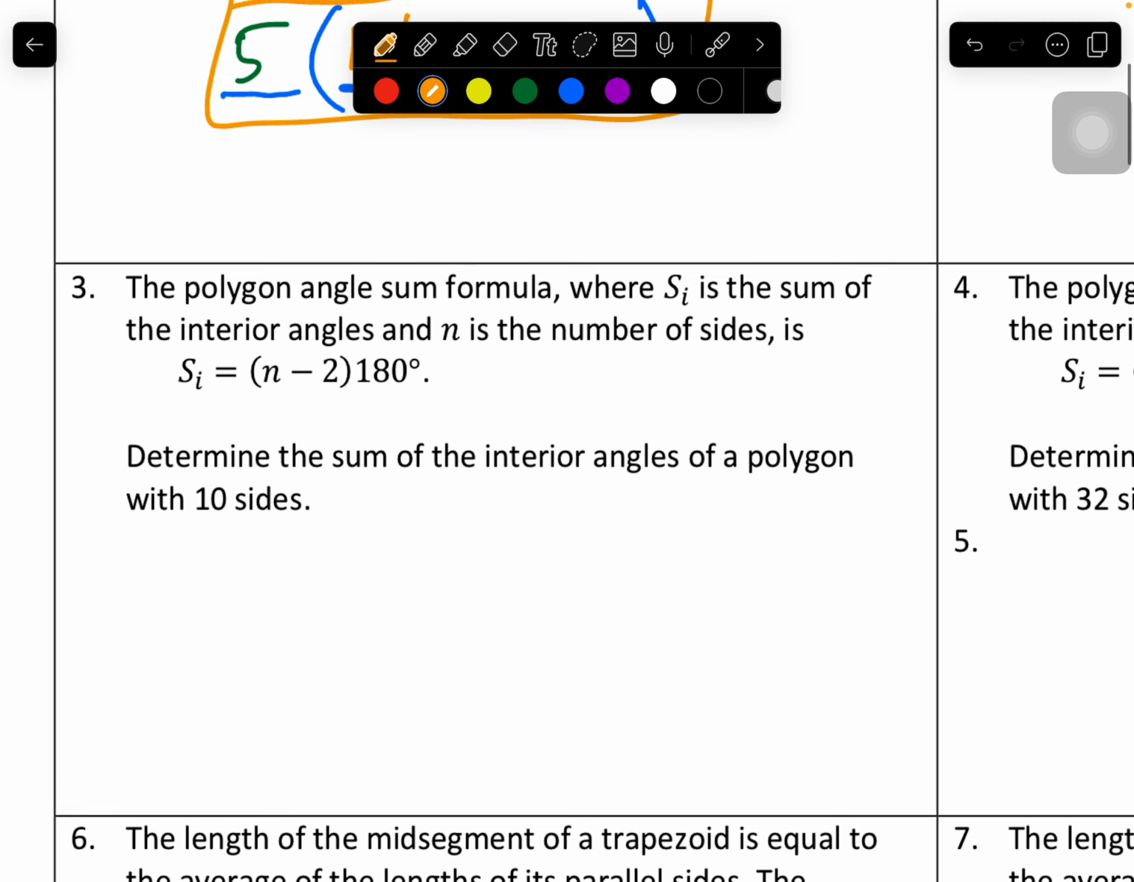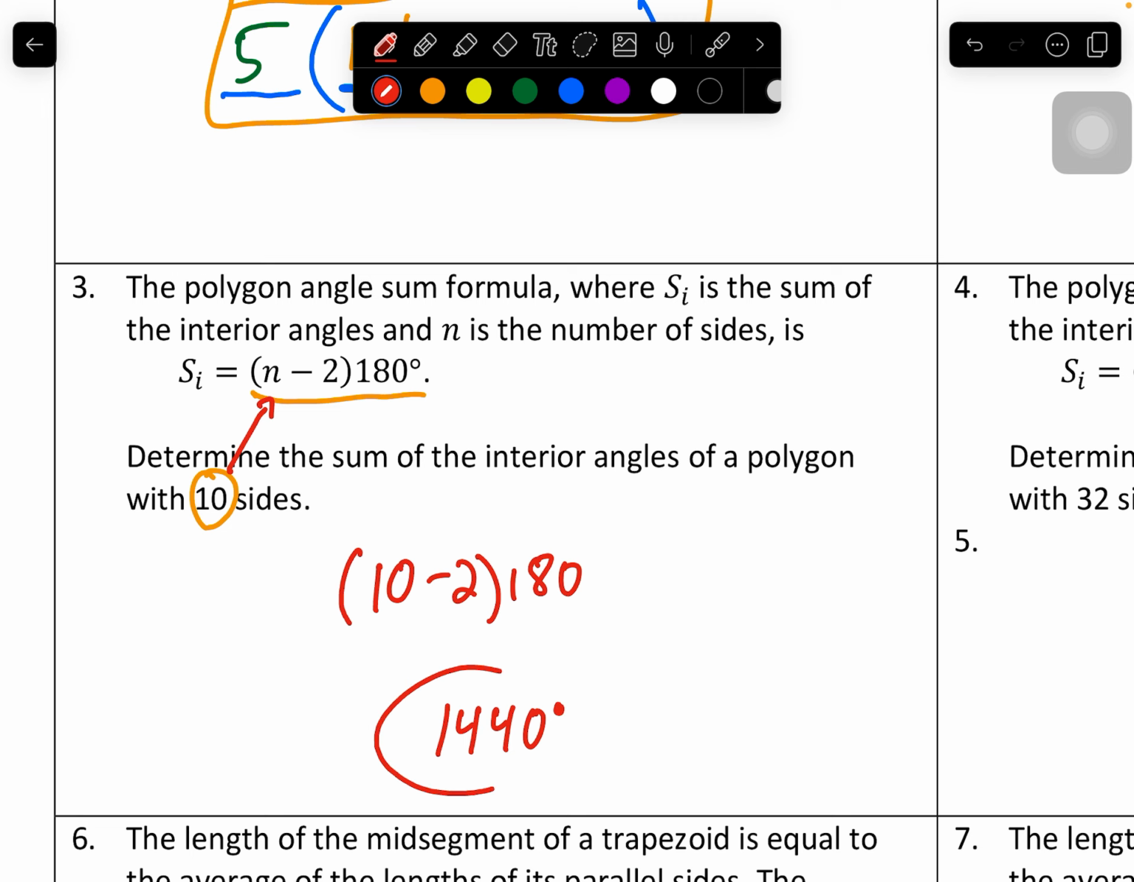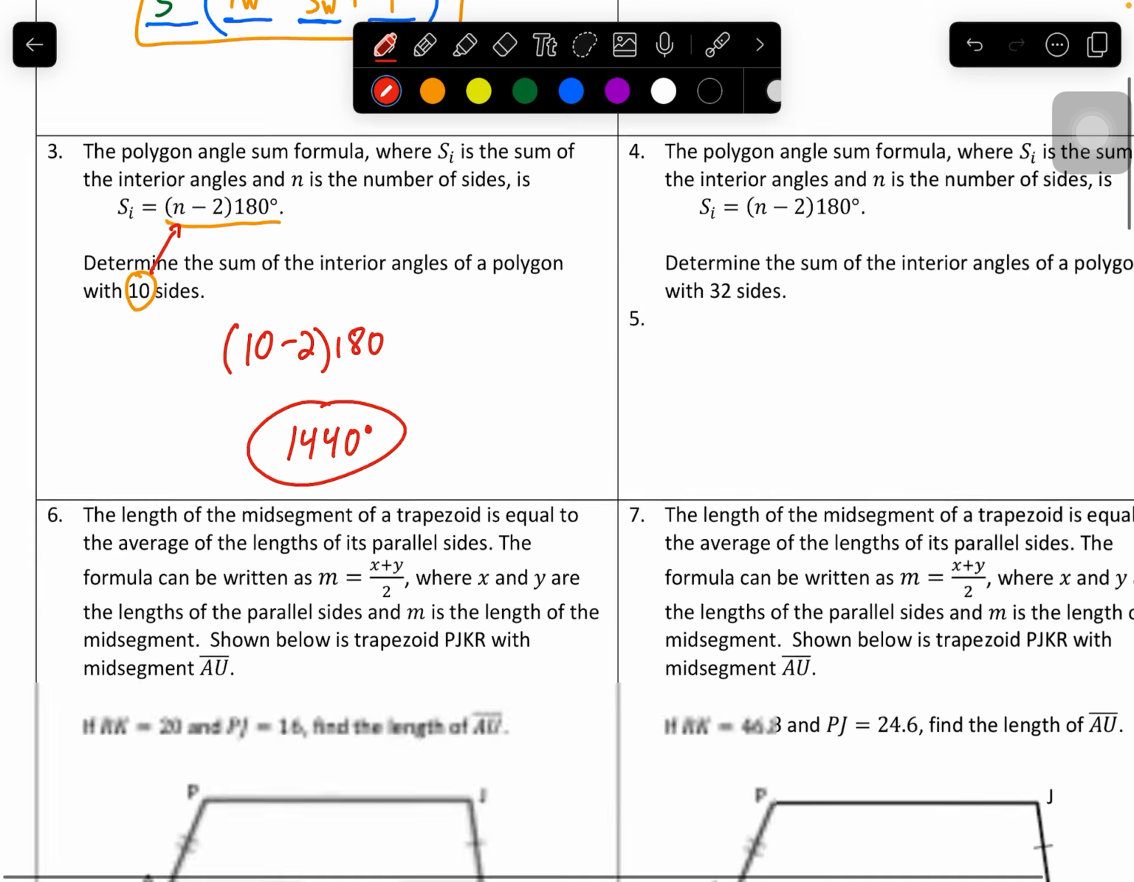Number 3 is the one, there's a lot of words here, but it's the one where here's the formula, and we give you a number. Plug this number into that formula, okay, for n, all right? That's the number of sides. So you have 10 minus 2 times 180. And so you plug it all in the calculator, you should get 1440. Okay? Same thing for number 4.